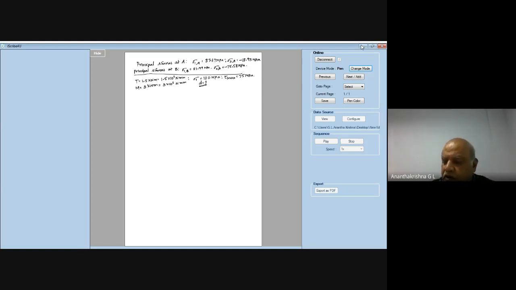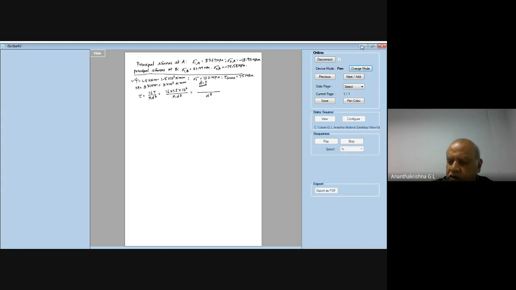Now the component is subjected to a torsional moment T, so there exists shear stress, given by 16T by pi d cube. That is equal to 16 into 1.5 into 10 power 6 divided by pi into d cube. Once you simplify that, you are going to get something divided by d cube.